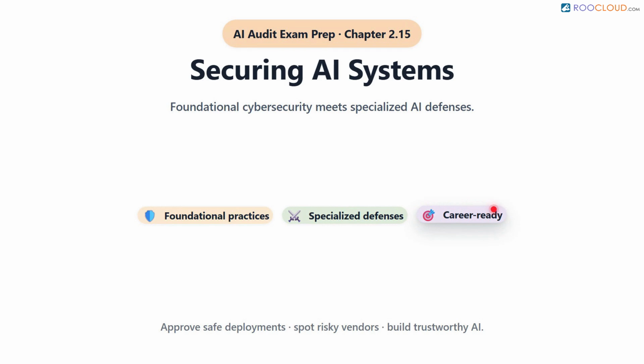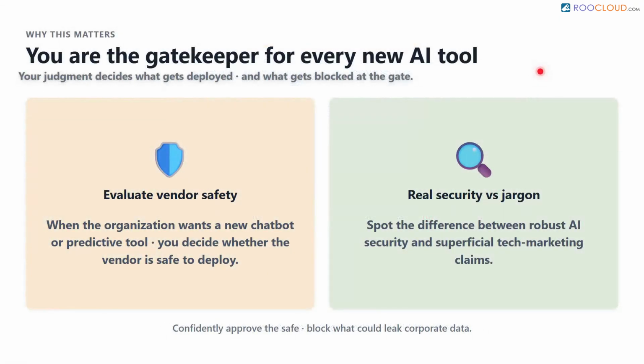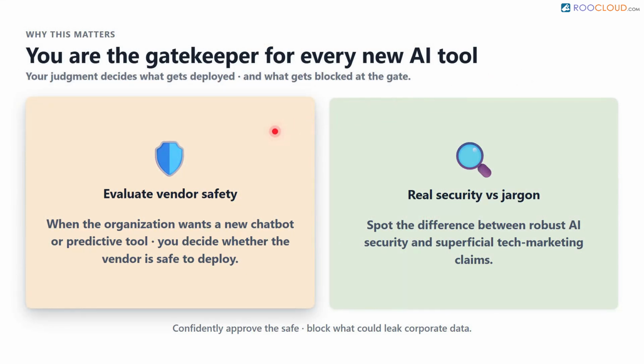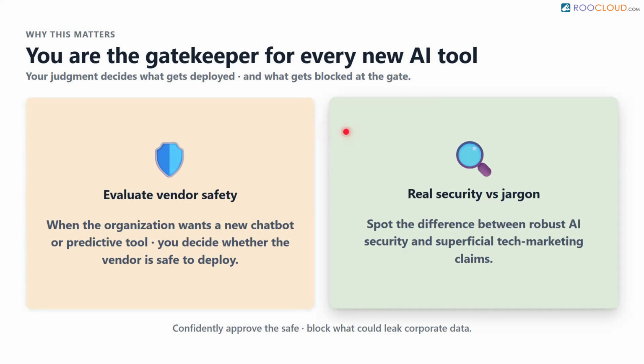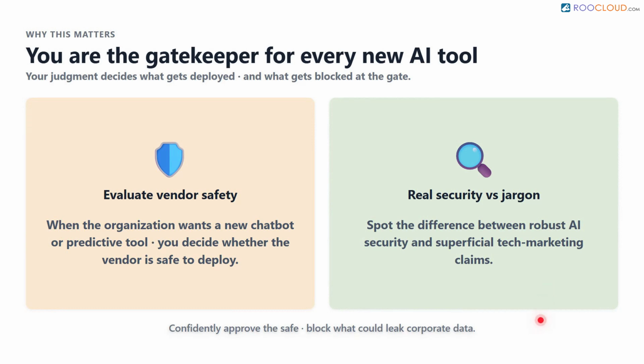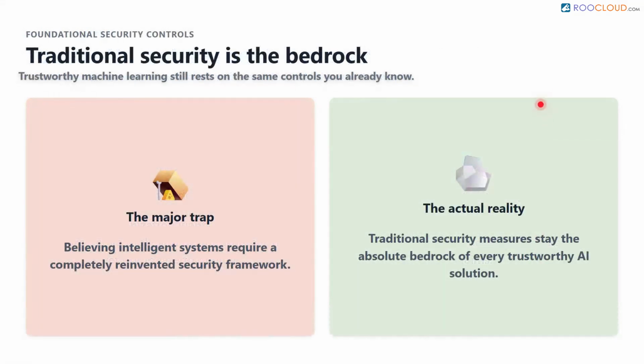When your organization wants to adopt a new intelligent chatbot or a predictive analytics tool, you will be the person tasked with evaluating whether that vendor is safe. Knowing exactly how to spot the difference between robust artificial intelligence security and superficial tech jargon will allow you to confidently approve safe deployments and block tools that could expose your corporate data. Let us start with foundational security controls.